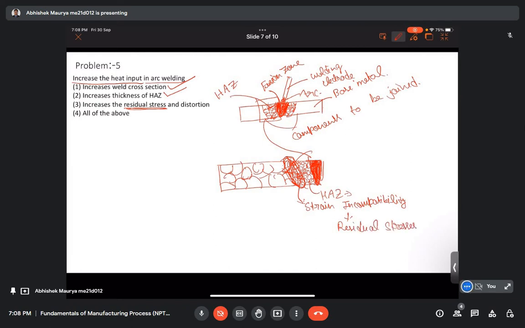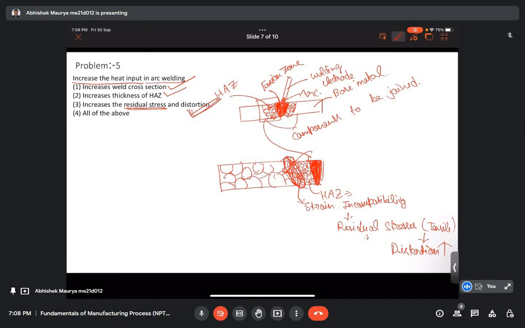And we know if we have residual stresses, if it's tensile in nature, then crack propagation will happen very easily. So it will facilitate the crack propagation, and that will cause the distortion. So if we have residual stress tensile in nature, then distortion tendency will be increasing. So it will have more distortion tendency. So this is also correct.